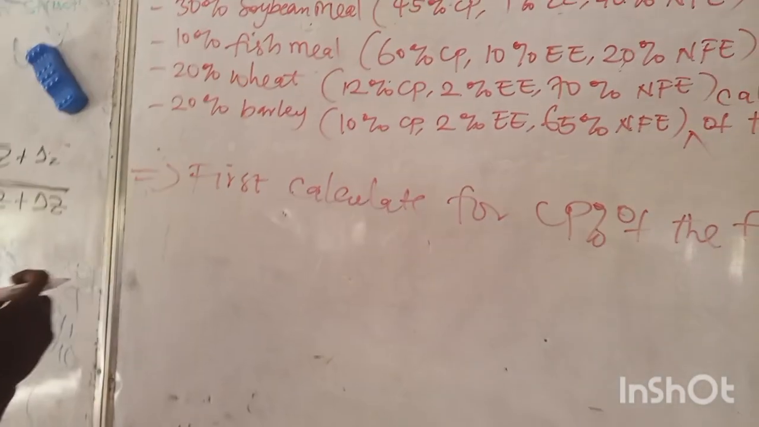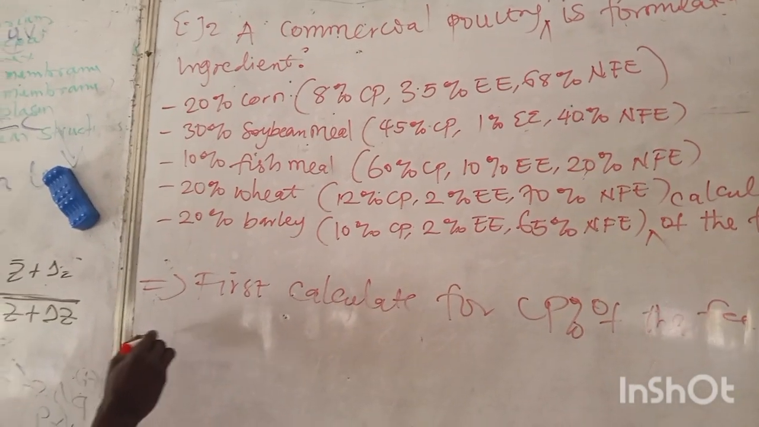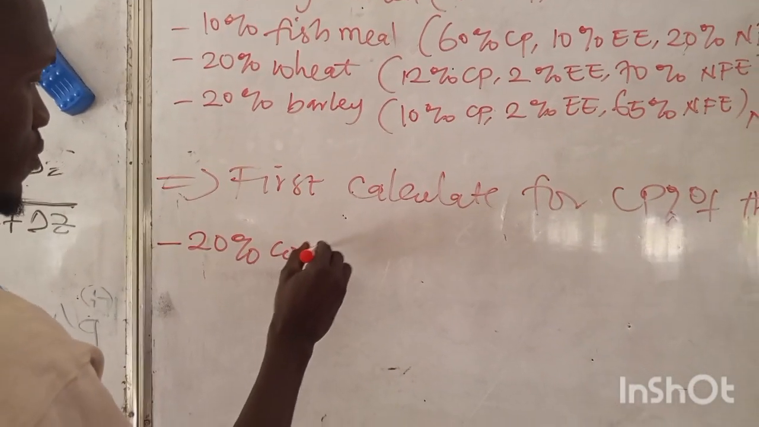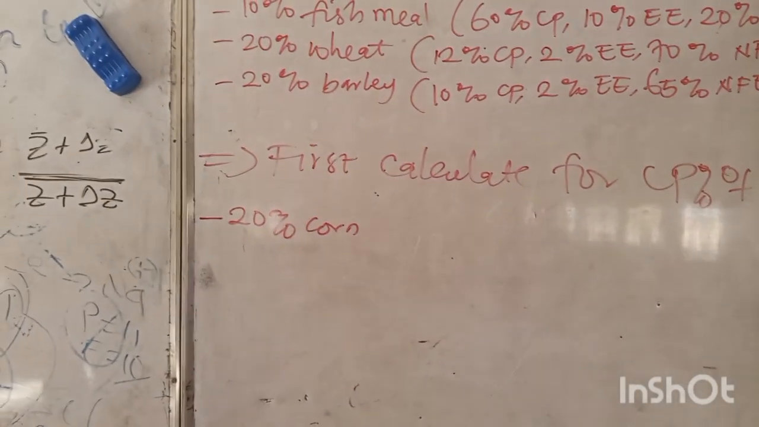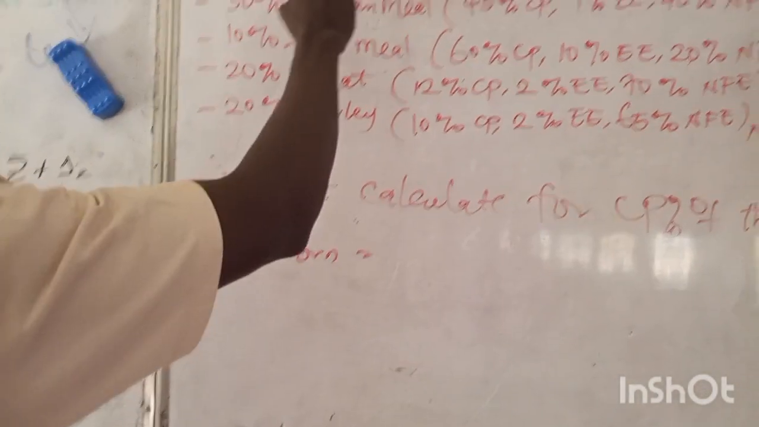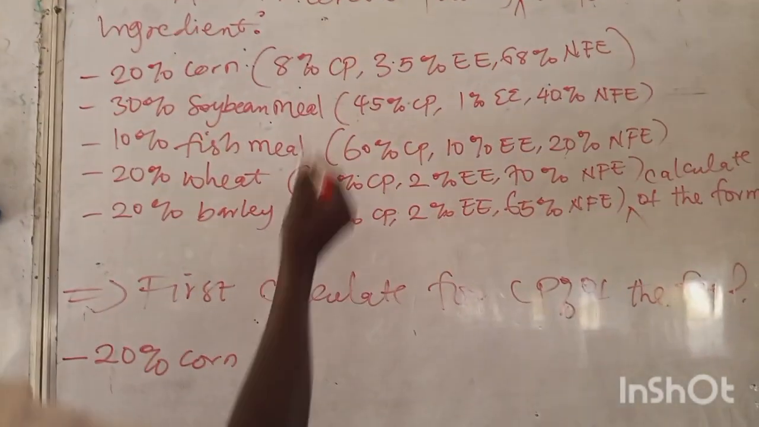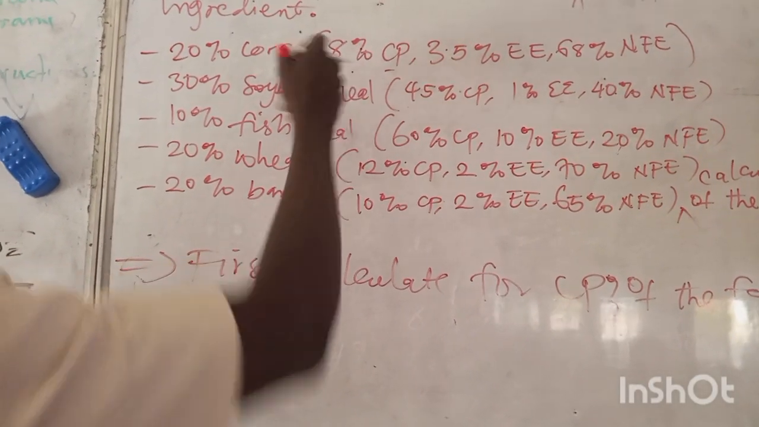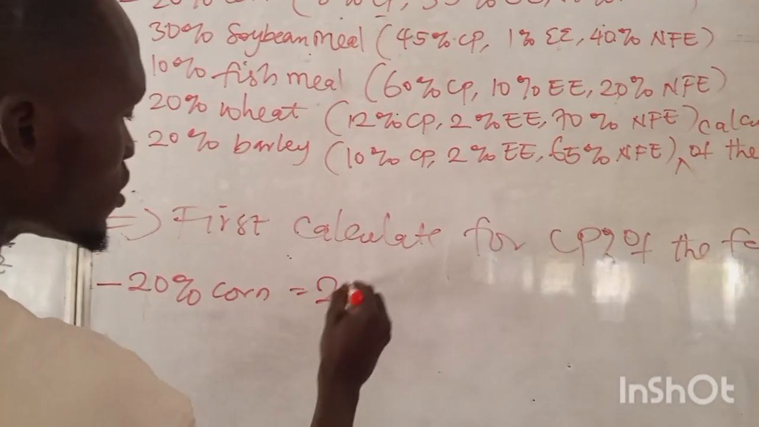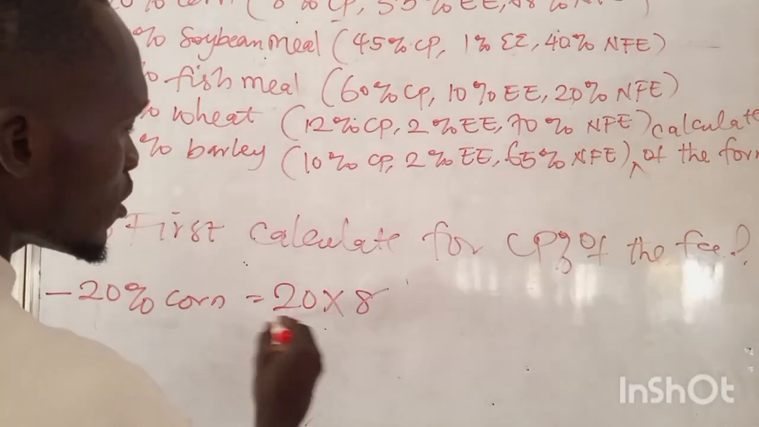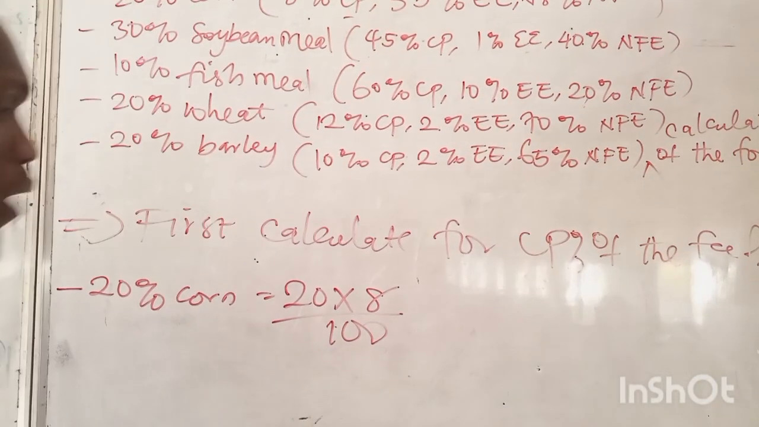Now, how do we do that? We are going to start with the corn. We say that corn is 20% here, so which is equal to? Now, we are starting with the CP, right? So, this is the CP here. What is the value for CP? The crude protein is 8. So, that simply means we are multiplying 20 times 8 divided by 100. Why are we dividing it by 100?